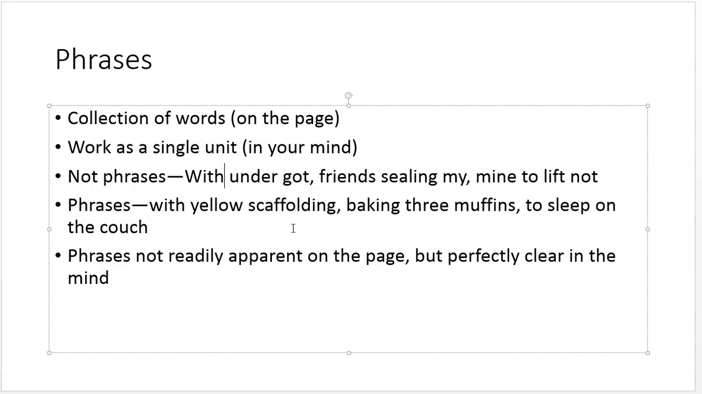So they're not readily apparent on the page. There's nothing apparent on the page in the difference between "with yellow scaffolding" and "with undergot." But your brain makes the distinction. It clicks in your mind. So we don't make this distinction on the page, and that's why most English teachers don't teach it to students. Because it's happening in your brain, and English teachers aren't allowed to cut your brain open in class anymore.